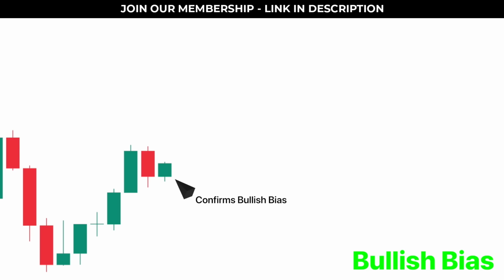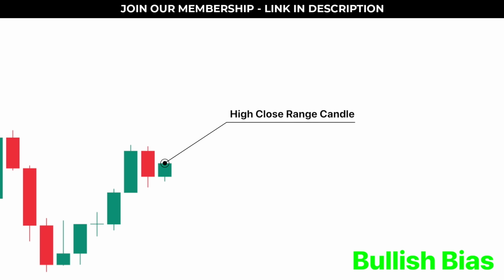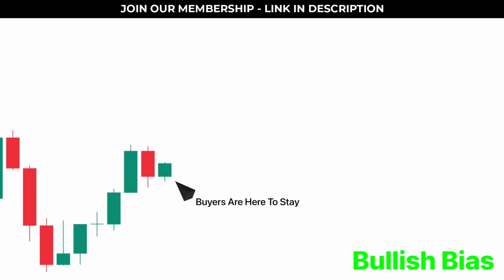The next candle adds confirmation to this bias. It is a high close range candle. The sellers dominated the previous candle, but the buyers stepped in and retook control. It seems that the sellers were unable to follow through. The buyers are jumping in at every opportunity. This is a strong signal that the buyers are going nowhere.